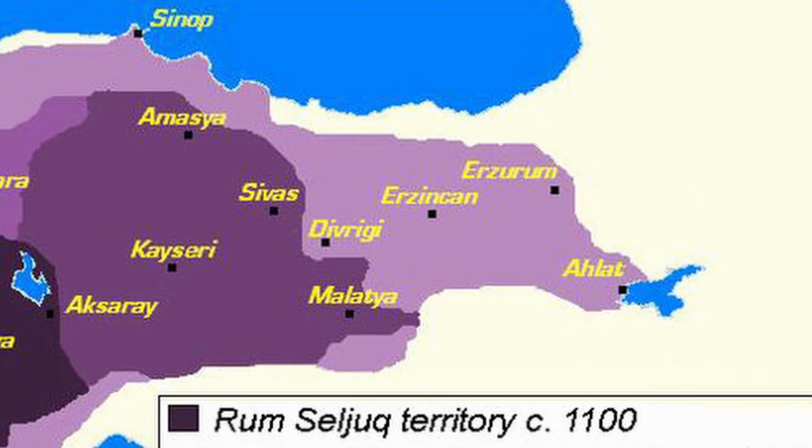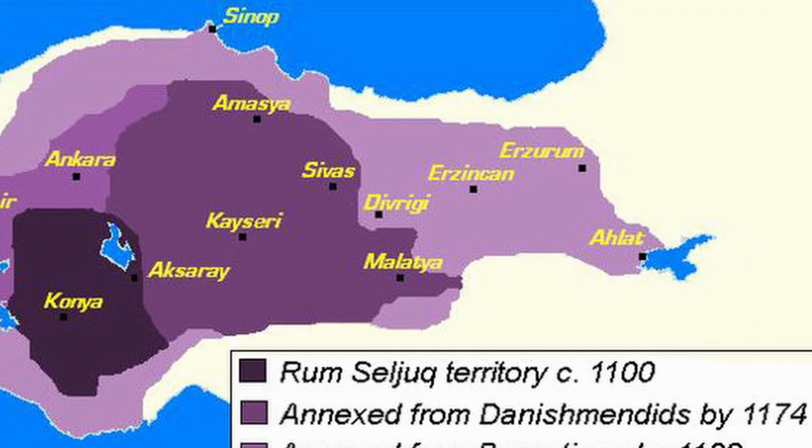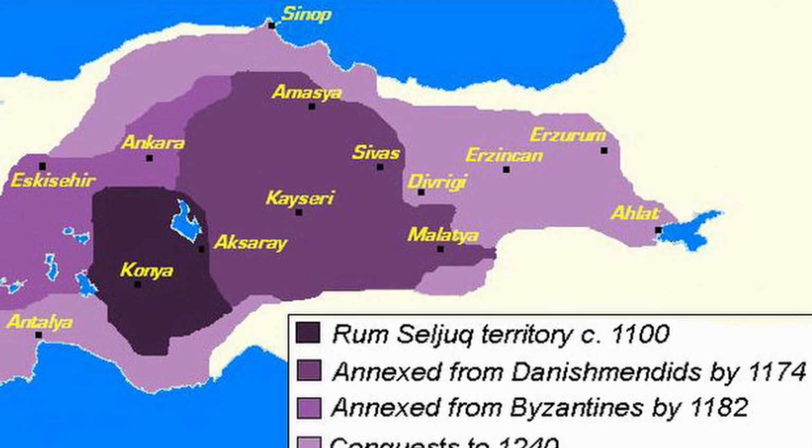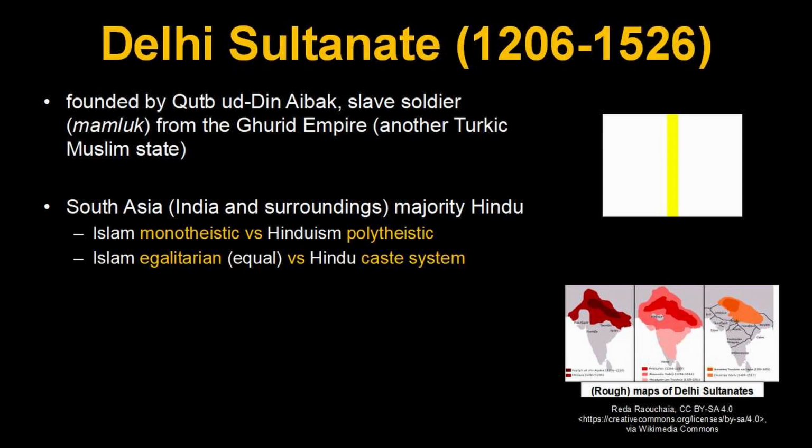Many Muslim states, such as the Seljuks, brought Sufi missionaries along with them in their military campaigns, or even sent them ahead before the soldiers got there, as a way to sort of win the hearts and minds of the local people to Muslim influence. Let's move on to the next big Muslim state on our list, the Delhi Sultanate. The founder of the Delhi Sultanate was actually a former slave who had served in the Ghurid Empire.